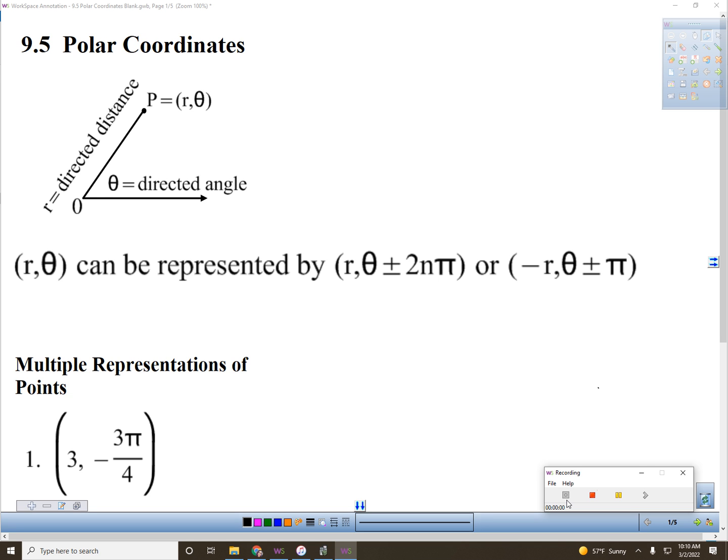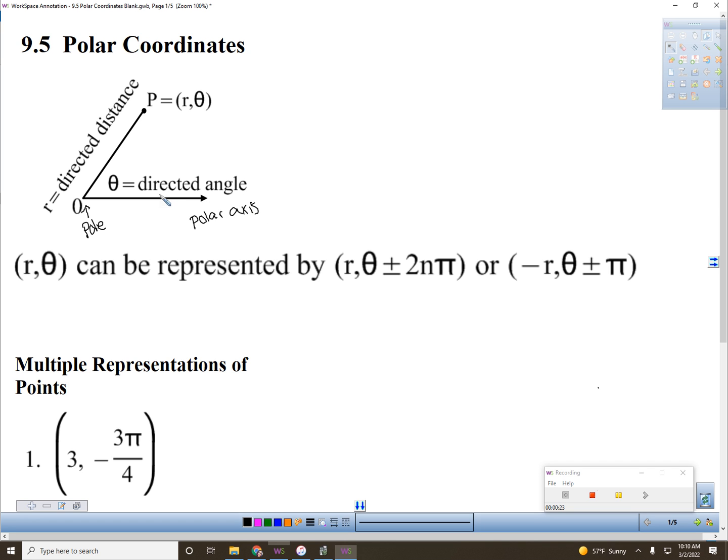In this lesson, we're going to talk about polar coordinates. Here we have O, and we call that little part the pole. And we have theta, which is our directed angle. And we have this, which would be our polar axis.